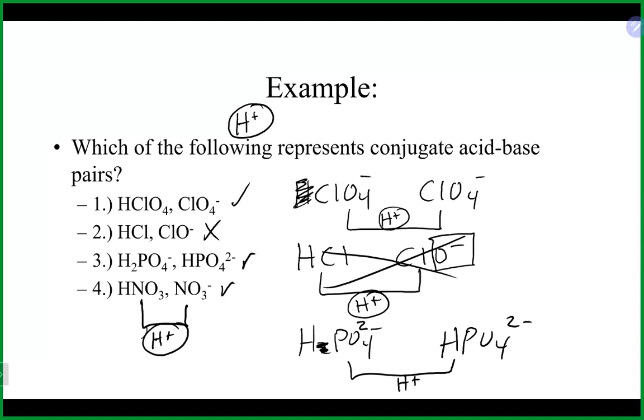So it looks like 1, 3, and 4 here are pairs. That has to be the only difference, and it's easy to recognize. Just either put it on, and you should end up with two things that look the same, or take it off, and you should end up with two things that look the same. Any questions on that there?